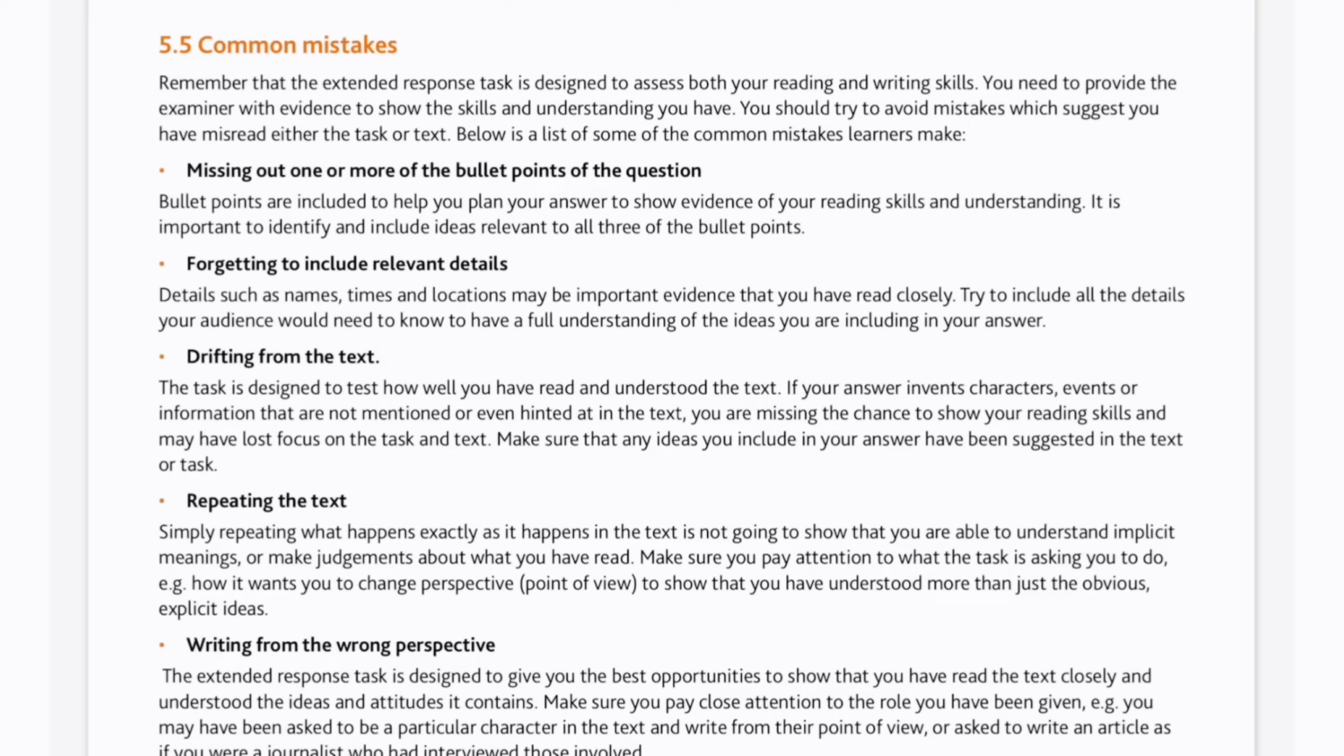So first, as you can see on my screen here, is missing out one or more of the bullet points of the question. This is the first very important common mistake, especially in extended writing questions or in more than 2 mark questions. They generally ask you bullet points: point 1, point 2, point 3. You have to answer with respect to these points. And please note they write "you may use those points." They use the word may, M-A-Y.